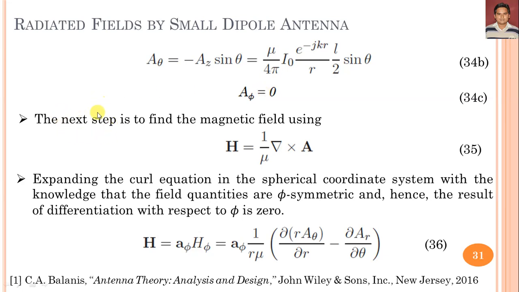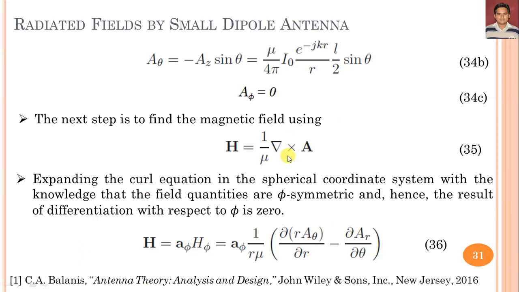Then the next step is to find the magnetic field using the expression H is equal to 1 by mu, del cross A, expanding the curl in the spherical coordinate system with the knowledge that the field quantities are phi symmetric, and hence the differentiation with respect to phi is 0. So we can consider H having Hr, H theta and H phi components, and A having Ar, A theta and A phi components. Putting the values of Ar, A theta and A phi from equation 34, we can calculate H, which is equal to a phi, H phi, which is equal to a phi 1 upon r mu, del r A theta.